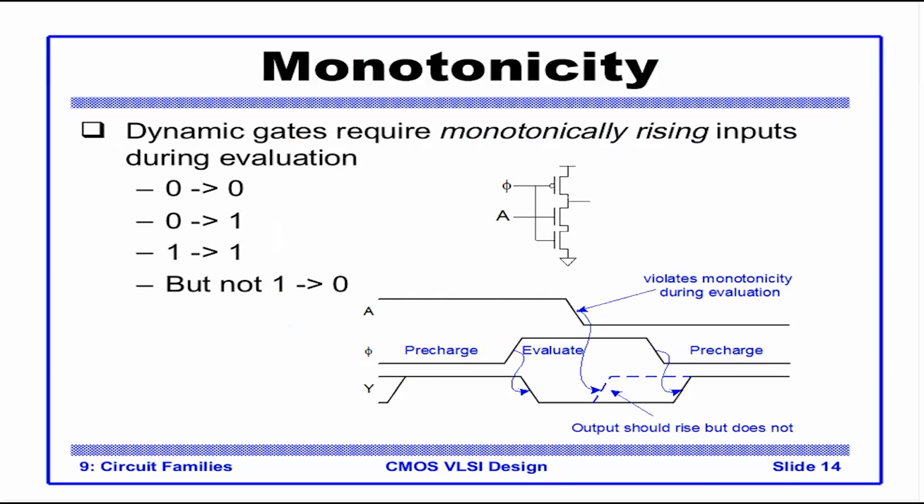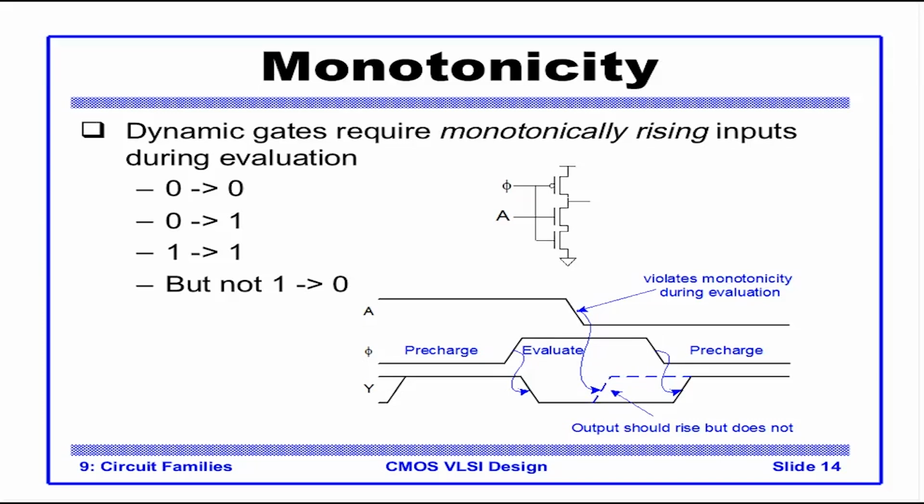Now there is one most interesting concept called monotonicity in case of dynamic gates. Dynamic gates require monotonically rising input during evaluation. What does it mean? It means the input should go from 0 to 0, that is no transition, or 0 to 1, or it should remain at 1. It is not allowed for input to go from 1 to 0.